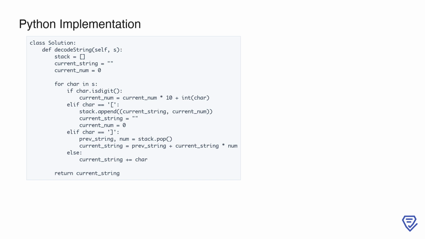3. If the character is a closing bracket, it pops the top state from the stack, retrieves the previous string and multiplier, and concatenates the decoded string multiplied by the multiplier to the previous string. 4. For regular characters, it appends them to current_string. Finally, the fully decoded string is returned. This approach efficiently handles nested patterns and ensures correctness for all valid inputs.